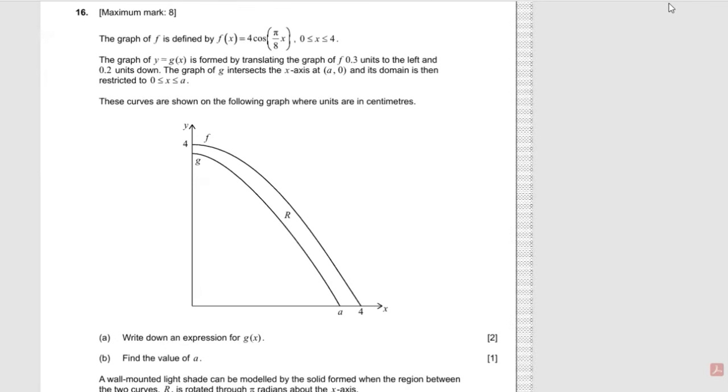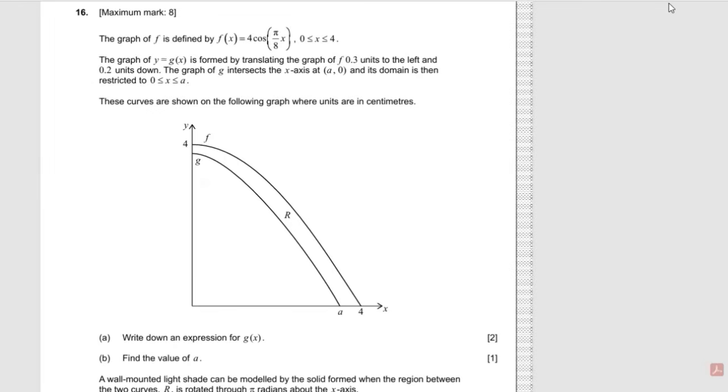Question 16. It's an 8 mark question. The graph of f is defined by f of x equals 4 cos of pi x over 8, for x from 0 to 4. The graph of y equals g of x is formed by translating the graph of f 0.2 units to the left and 0.2 units down. The graph of g intersects the x-axis at (a, 0), you can see that, and its domain is then restricted to 0 to a. These curves are shown on the following graph where units are in centimeters.